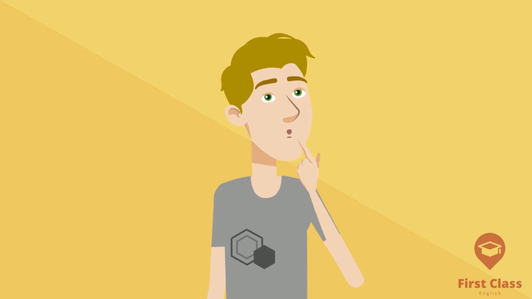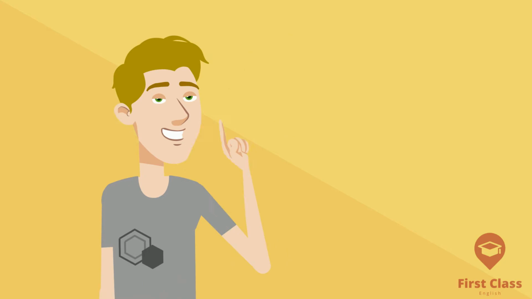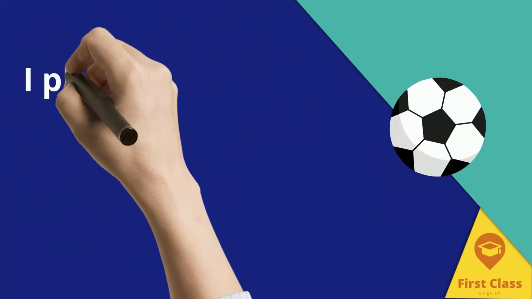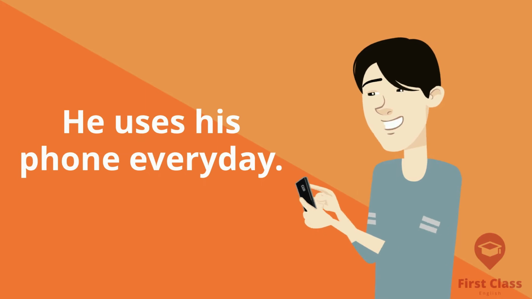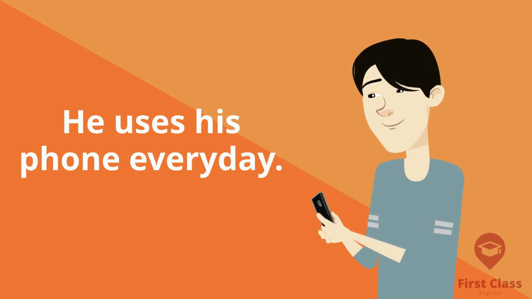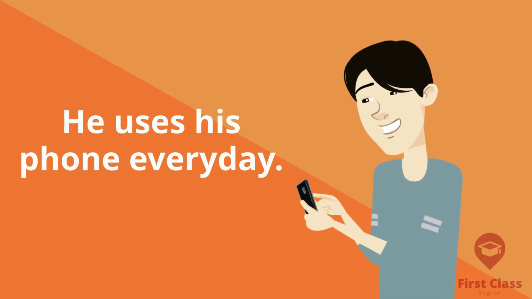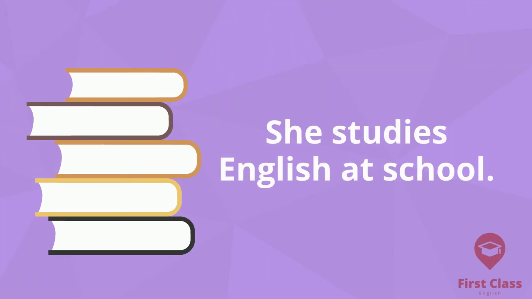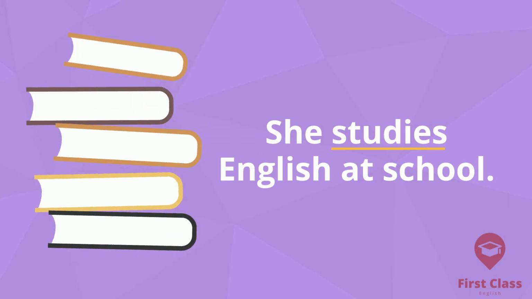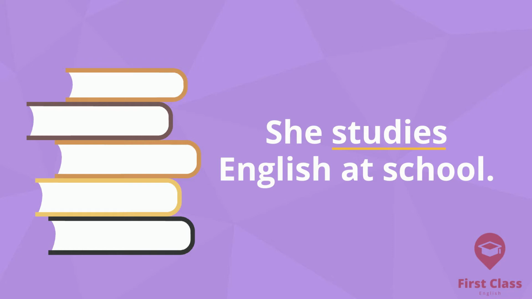Let's look at these sentences. Can you find the verb that's in the present simple? I play football with my friends. Play is in the present simple. He uses his phone every day. What verb is in the present simple? What about here? She studies English at school. Studies is the present simple.